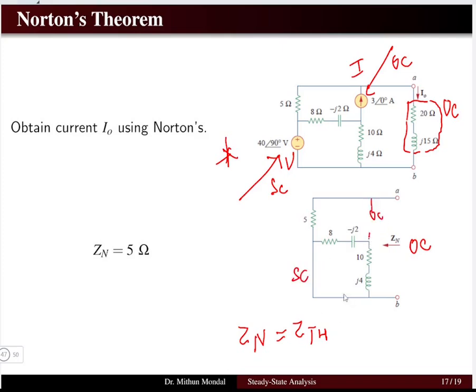Okay. So now my new network, I have obtained it. I can determine the value of Z Norton. Since this is shorted, I can short this part also. Okay, I can short this part also.